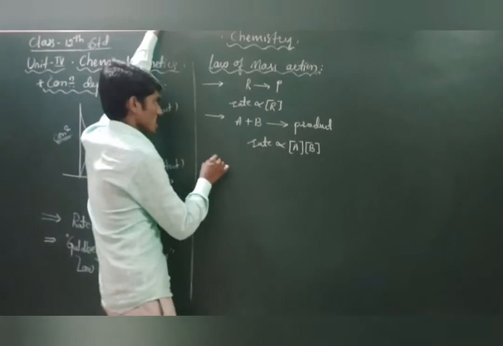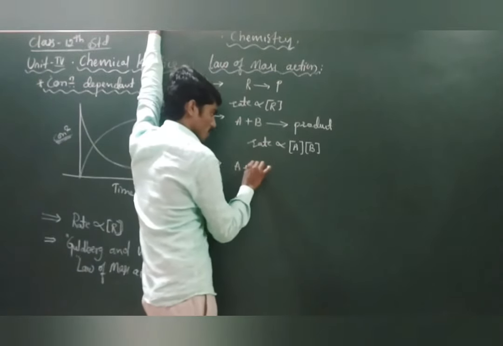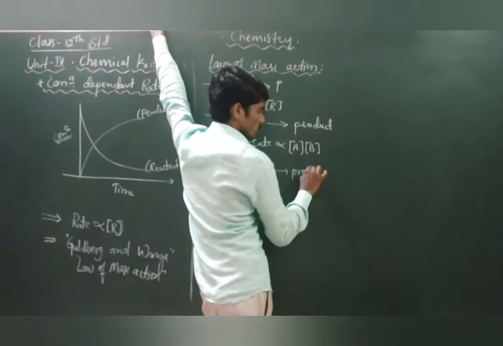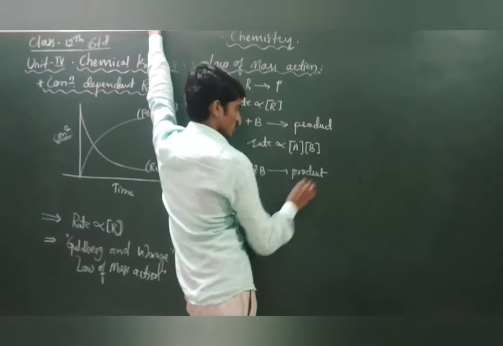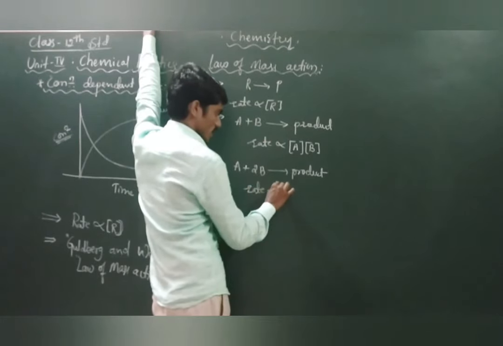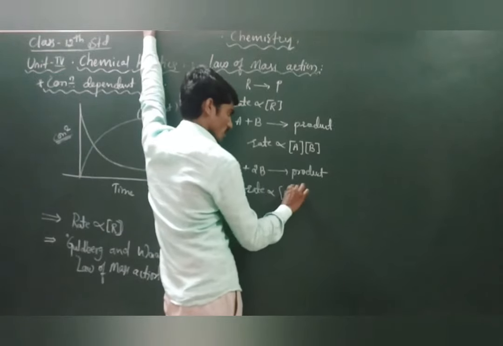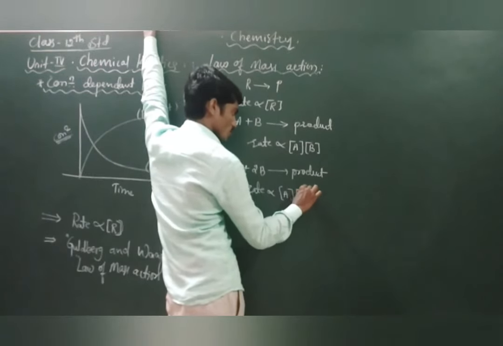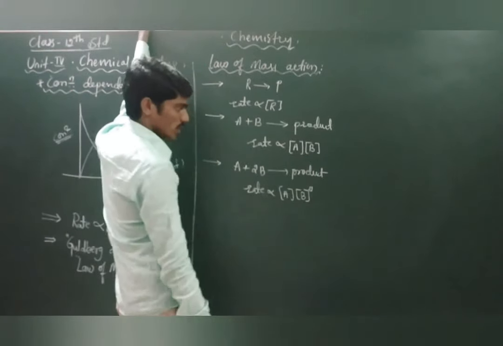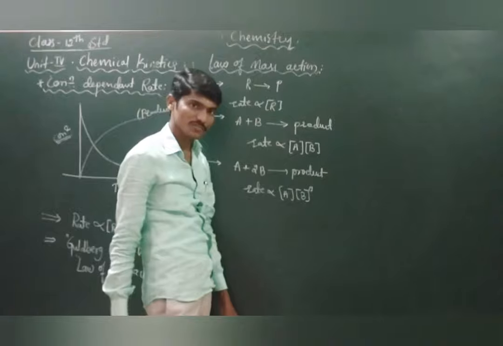If you consider another reaction, for example, A plus 2B, which gives rise to the product, in this case the rate is directly proportional to the concentration of A into the concentration of B to the power 2. Here this 2 is the stoichiometric coefficient.